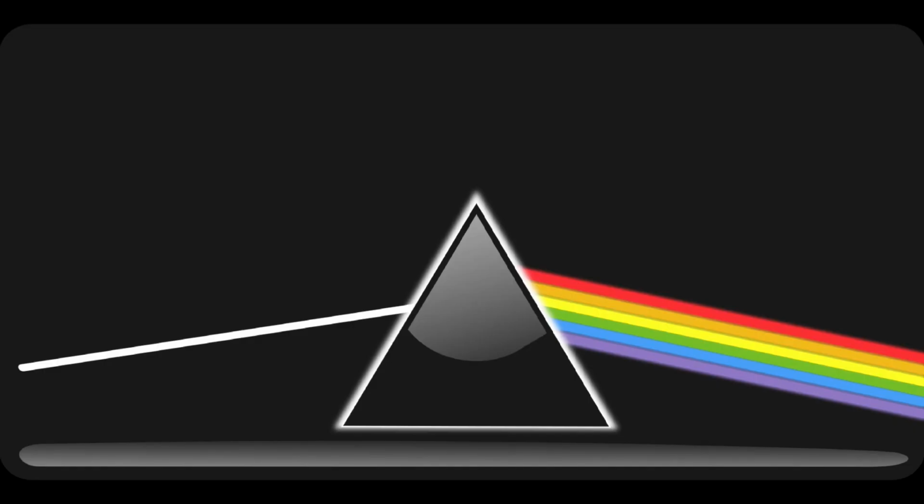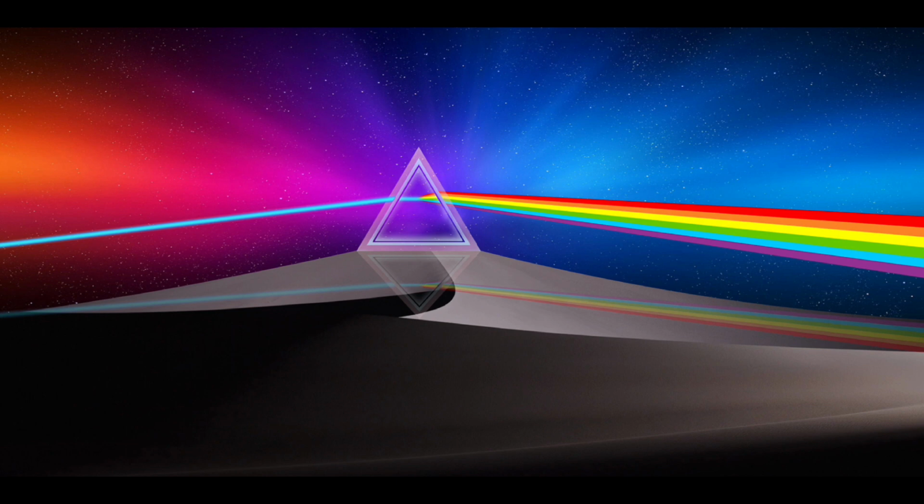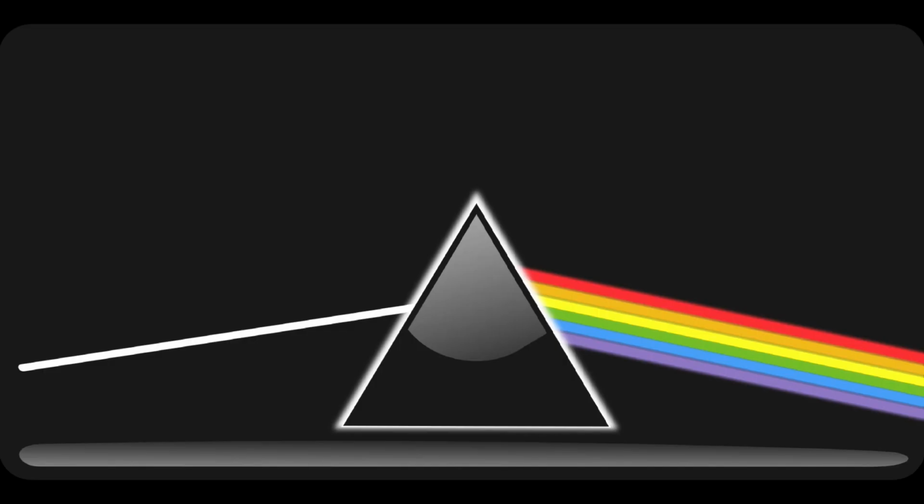These colors are arranged in order of increasing frequency and decreasing wavelength, with red having the longest wavelength and violet having the shortest. As white light enters the prism, it is refracted or bent due to the change in speed as it travels from air into the denser material of the prism.